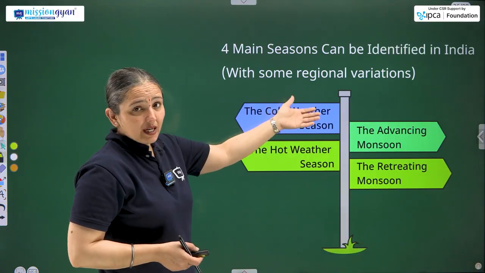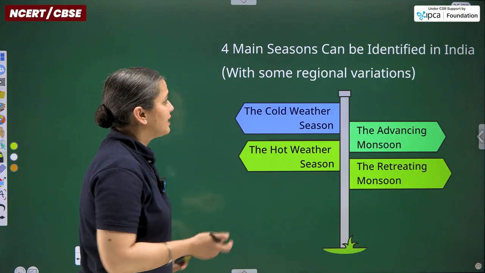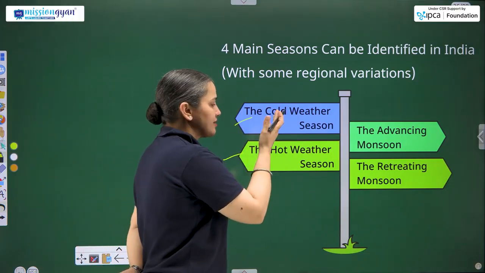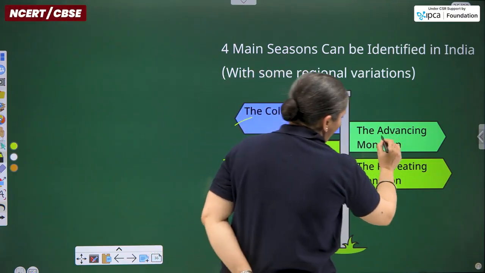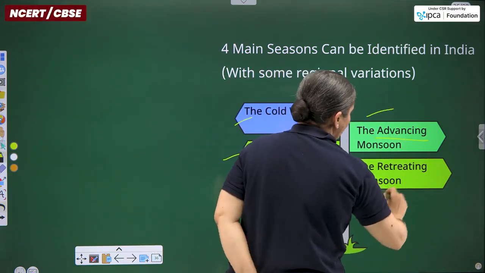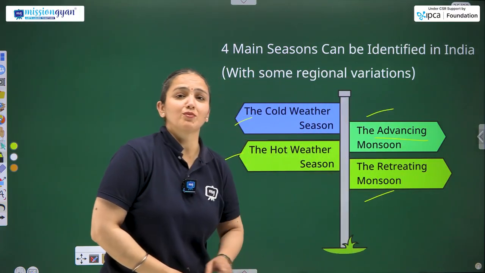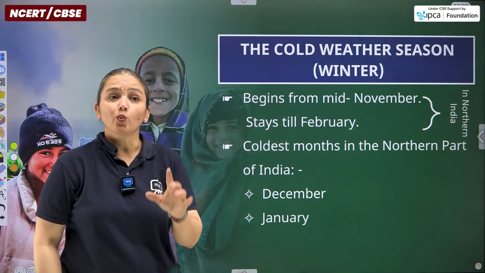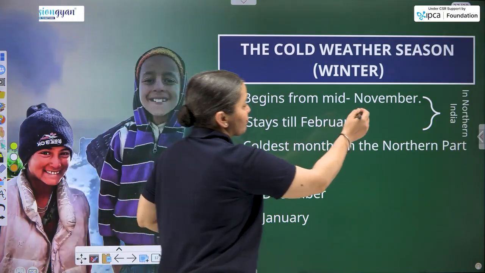There are four main seasons, and they can be identified in India with some regional variations. So cold and hot, that is winter and summer, advancing or arrival of monsoon and retreating monsoon. Now is the time to discuss them individually. First of all, the cold weather season, that is the winter season. It begins from mid-November.